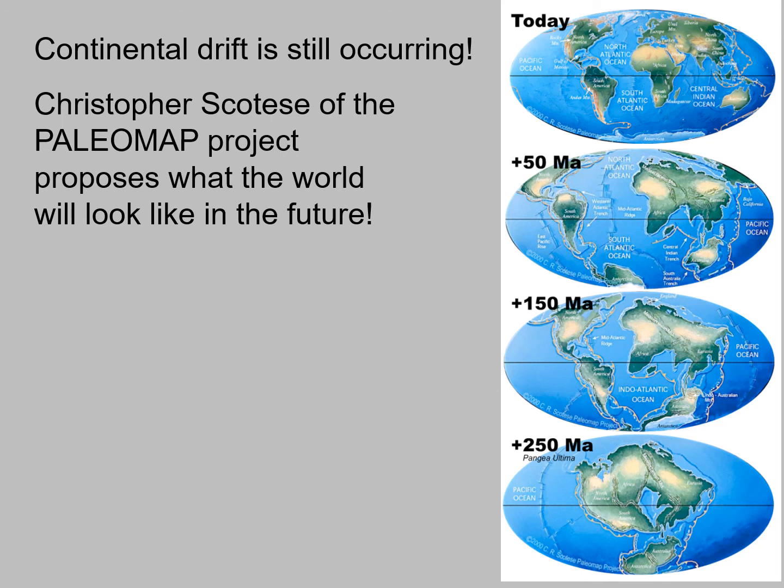Christopher Scotese of the PaleoMap project proposes what the world will look like in the future. At the top, we see a map of where the continents are located today. In the second, we see where they will be in 50 million years from now. In the third, where they'll be in 150 million years from now. And in the last, at 250 million years in the future, the continents will be back together in mostly one large landmass that Scotese has called Pangaea Ultima.